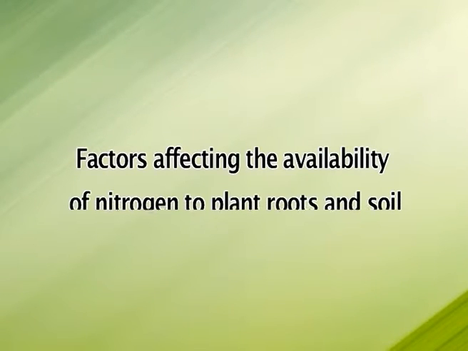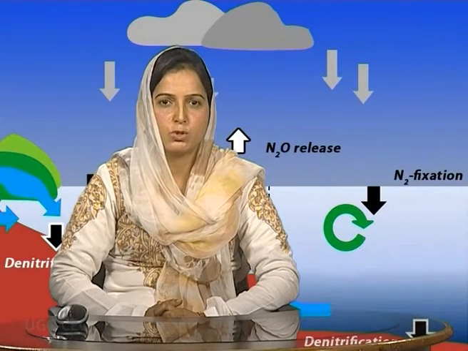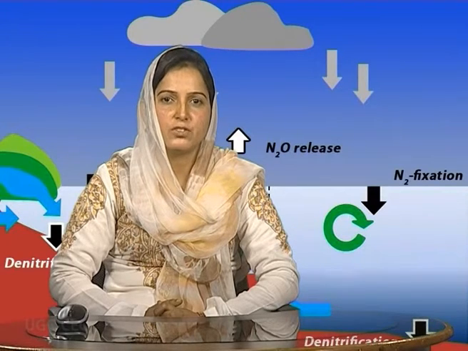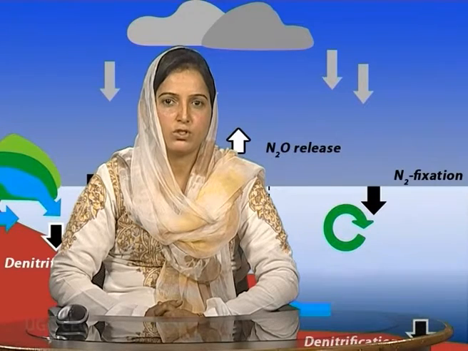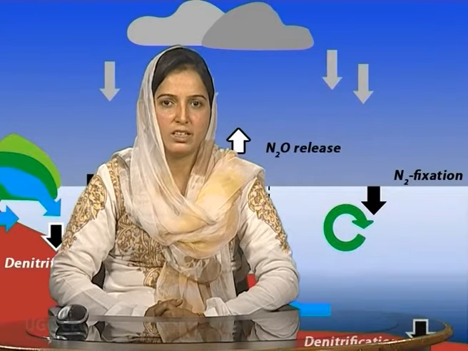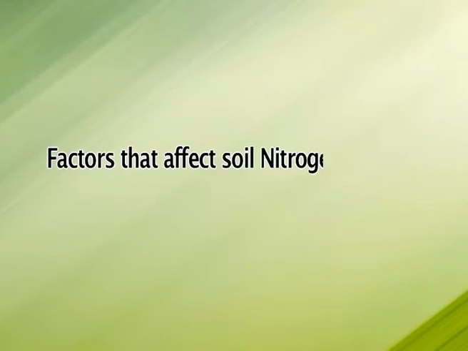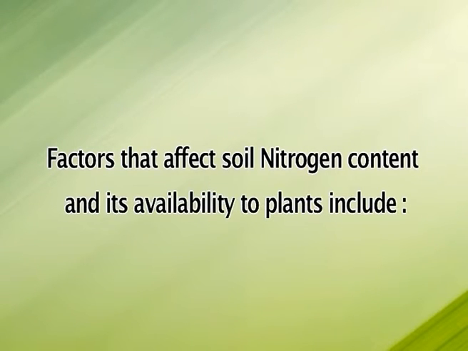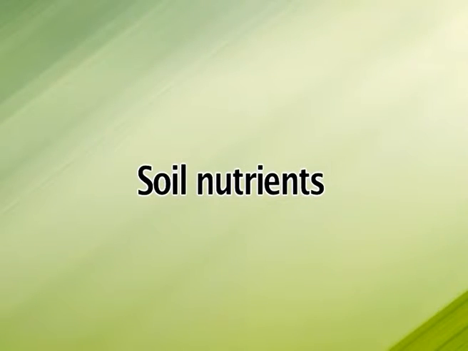Now we will talk about the factors that affect the availability of nitrogen to plant roots in soil. The quantity of different forms of nitrogen in soil keeps on changing due to biological, physical and chemical processes. The availability of nitrogen at any given time depends upon the rate of processes adding and removing nitrogen from the soil. Factors that affect soil nitrogen content and its availability to plants include: first, soil nutrients.